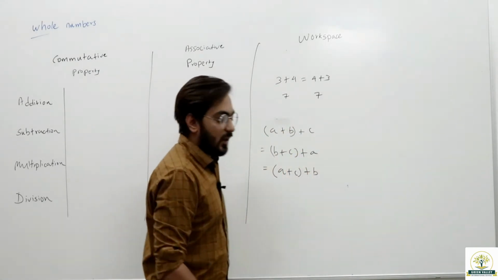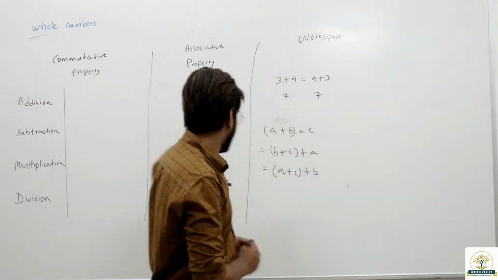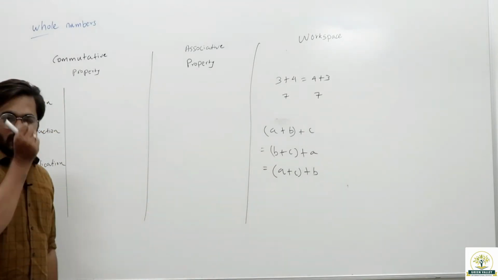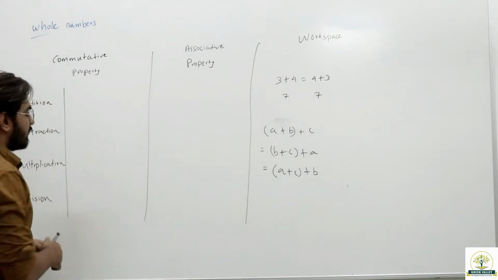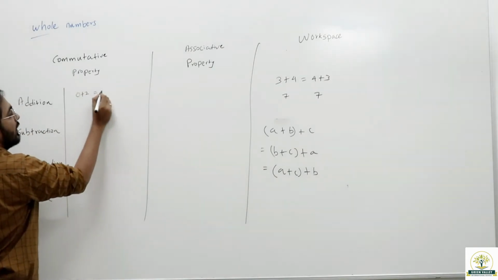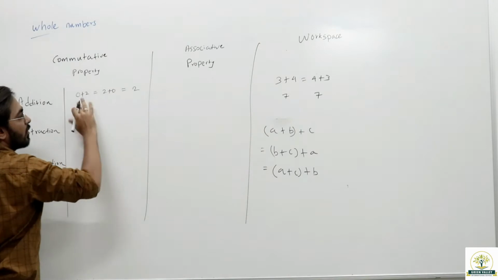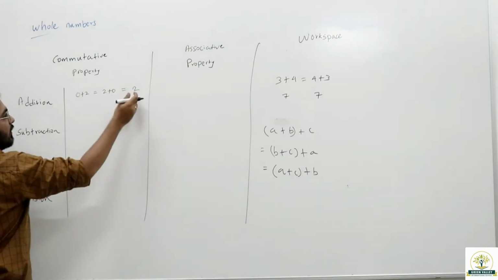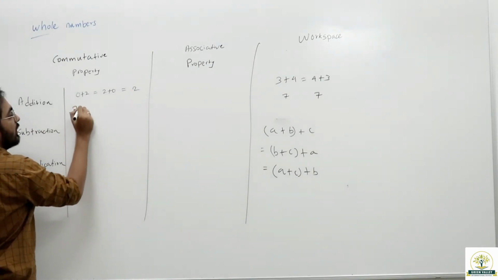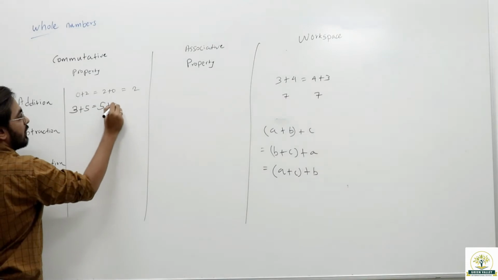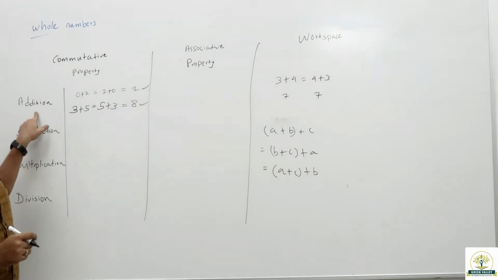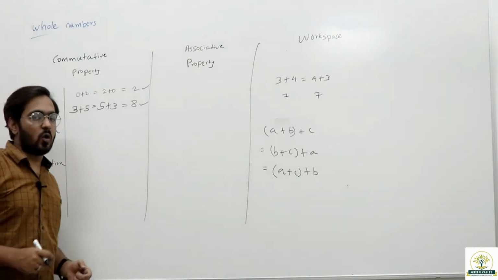Let us say A, B and C are numbers. Let us check for addition, subtraction, multiplication and division. Let us check commutative property for all of them. We will take examples. For addition, if I do 0 plus 2 and 2 plus 0, answer will be 2 for both the procedures. Yes, and this is a whole number. If I do 3 plus 5 or 5 plus 3, answer will be 8. It is a whole number. So addition does follow commutative property for whole numbers.